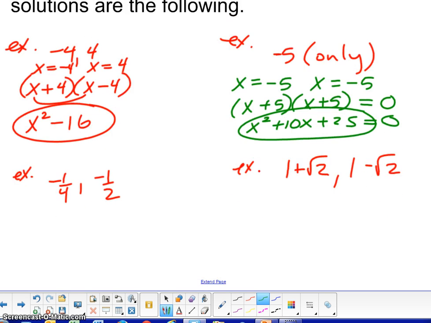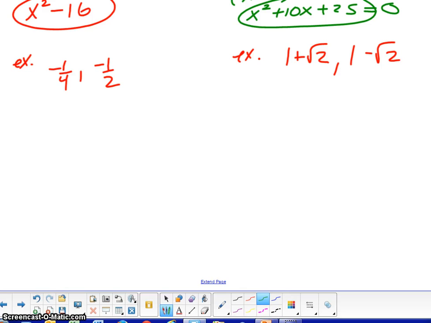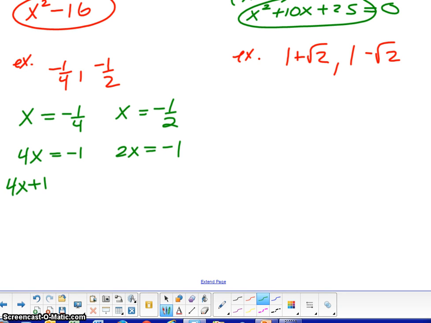Okay, the next one gets a little trickier just because it has a fraction, and if we set this equal to x for both of them, it's just doing some math operations. So if I multiply both by 4, we can get rid of the fraction. On this one, multiplying both sides by 2, we can get the fraction gone as well. And then setting it equal to 0 on both situations gives you 4x plus 1 equals 0 and 2x plus 1 equals 0. Now we're going to take those two and multiply.